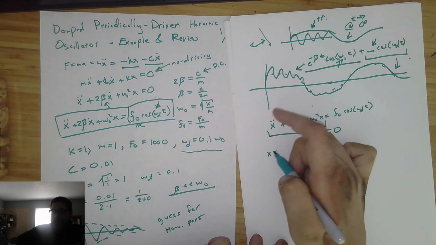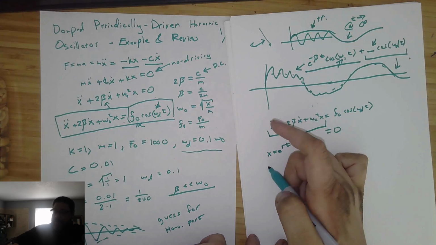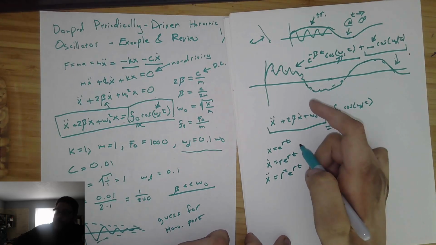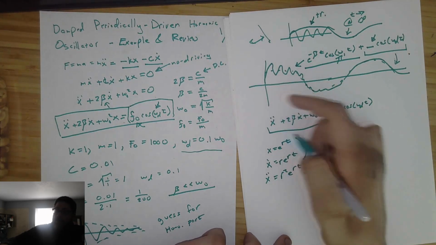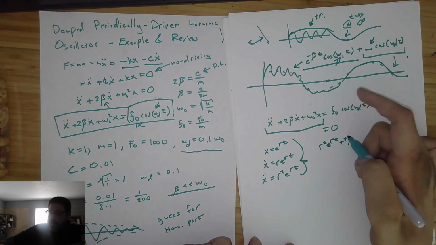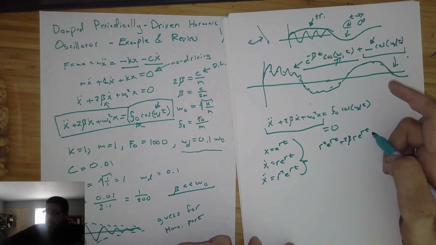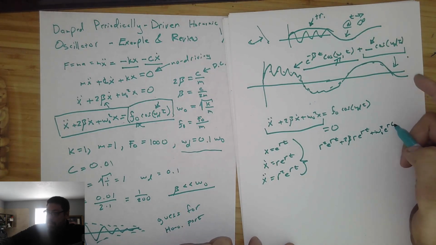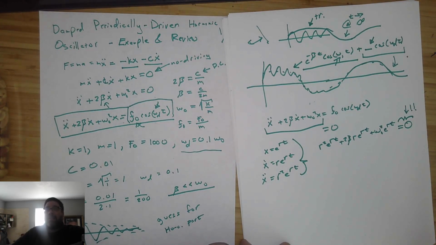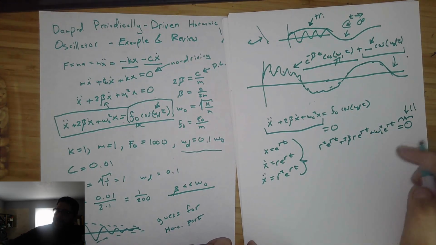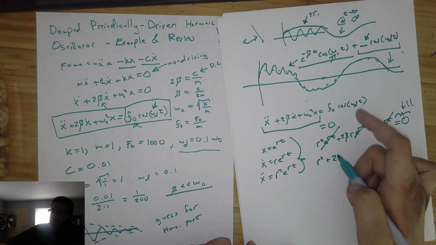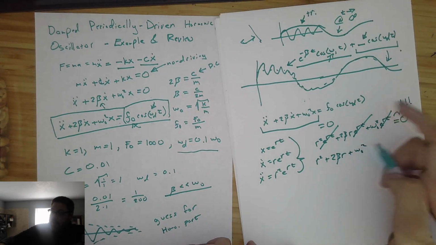And we guess x equals e to the rt. Then x dot equals r e to the rt, and x double dot equals r squared e to the rt. Now we plug that back into our equation, and we get r squared e to the rt plus 2 beta r e to the rt plus omega naught squared e to the rt equals 0. Remember, I'm making this assumption right now; I'll deal with it not being true in a moment. Of course I can cross out the e to the rt, and I get r squared plus 2 beta r plus omega naught squared equals 0.